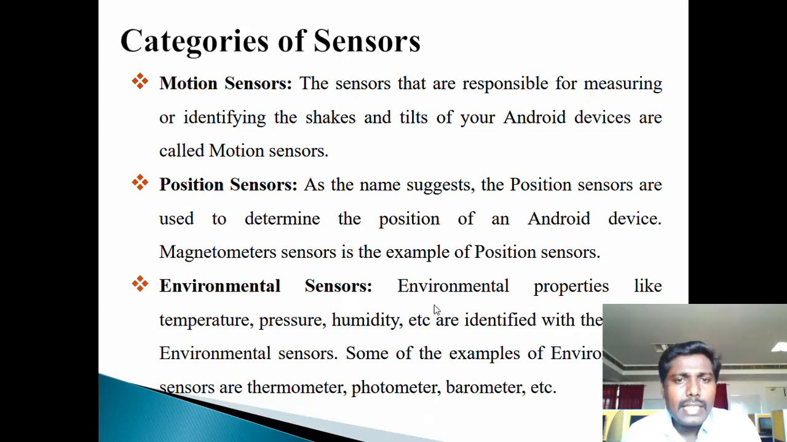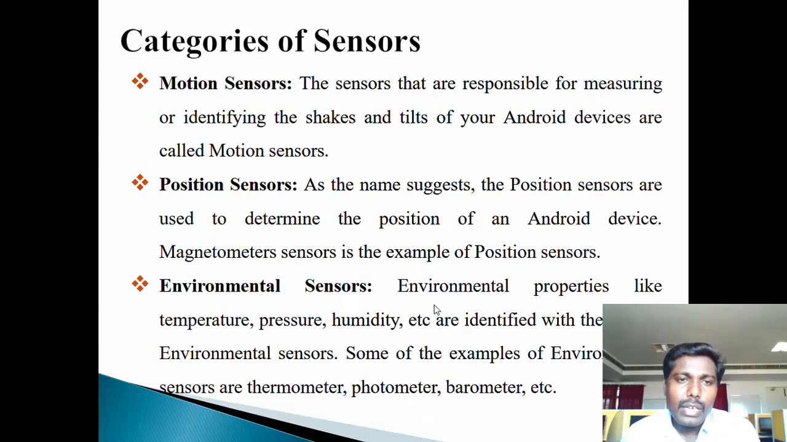What are the different categories available in sensors? That is the next question. I already mentioned humidity and temperature. These are all environmental sensors. The next one, motion sensors. Motion sensors come into play if the object is moving or shaking. Motion sensors are responsible for measuring or identifying the shakes and tilts of your Android devices. Then position sensors.